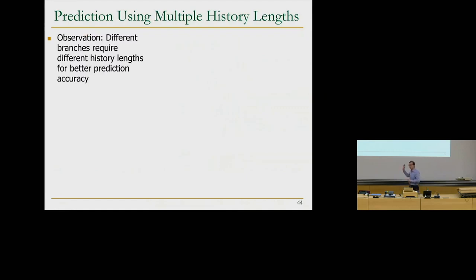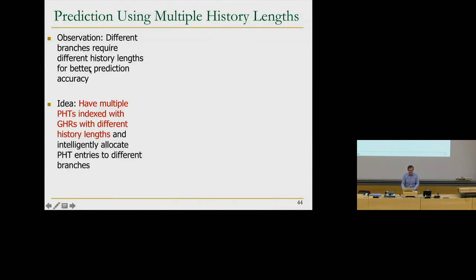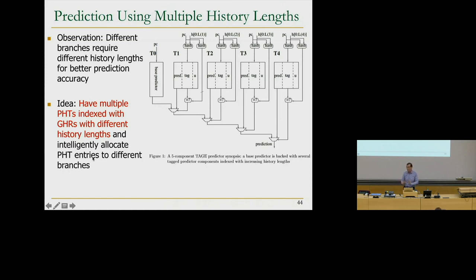So people have observed that using multiple history lengths, this is the state of the art actually, with some sophisticated mechanism. I'm going to give you the state of the art in a little bit. Basically, as I said earlier, different branches require different history lengths for better prediction accuracy. And people have found out that having multiple pattern history tables or 2-bit counters indexed with global history register with different history lengths and intelligently allocating entries to different branches can buy you better performance or better accuracy.